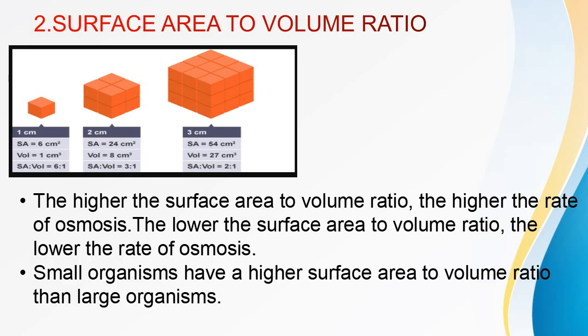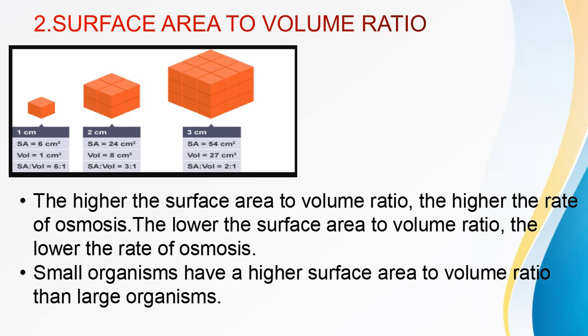The next factor is surface area to volume ratio. As you can see in the picture, there are three cubes. The first one measures 1 centimeter and the surface area is 6 square centimeters. The volume is 1 cubic centimeter. So the surface area to volume ratio is 6:1.